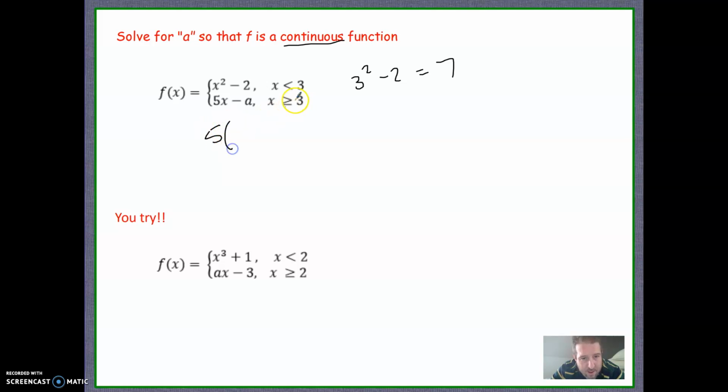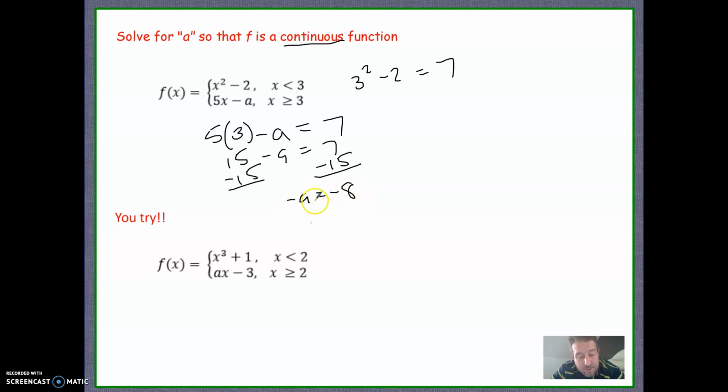So 5 times 3, because we know x is 3, minus something equals 7, because we know it has the exact same height. So this is 15. Subtract 15 from both sides, you get -a equals -8. Divide both sides by -1, and you get a equals 8. So now I know a equals 8. There's my answer. So I solved for a.